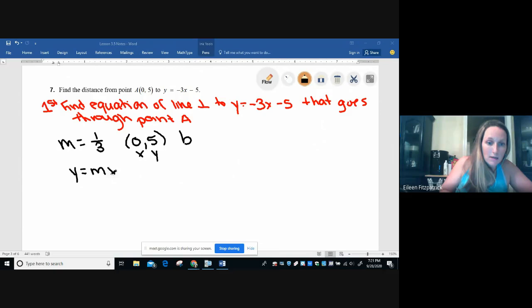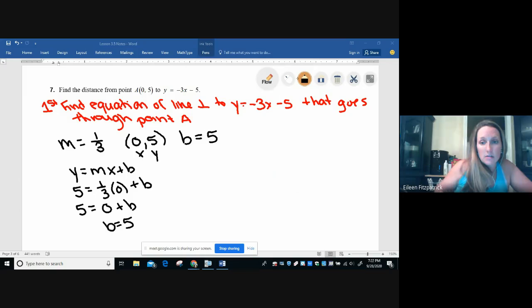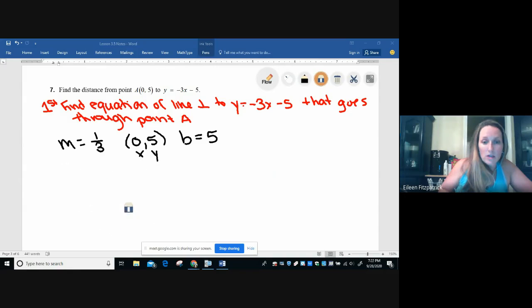y equals mx plus b. Substitute in the y, substitute in the m, substitute in the x, and solve for b. You have 5 equals 0 plus b, so b equals 5. The point was actually given. That is your y-intercept. All right, so let me erase this stuff. So now the equation of the line is y equals 1/3 x plus 5.